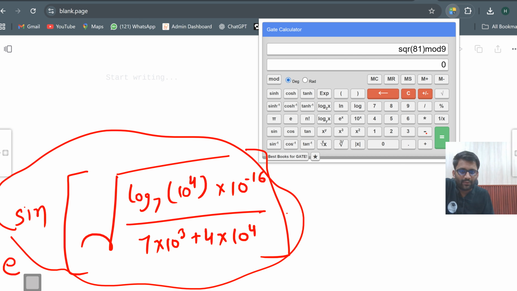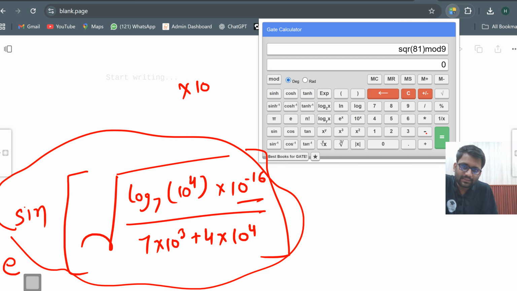So first of all, 10 to the power minus 16 I see here, so blindly I will not go to the calculator. Here I see 7 into 10 to the power 3 plus 4 into 10 to the power 4. What I can do? This I can write down as 40 plus 7, 47, 47 into 10 to the power 3. 10 to the power 3 goes upward, it would become 10 to the power minus 19.